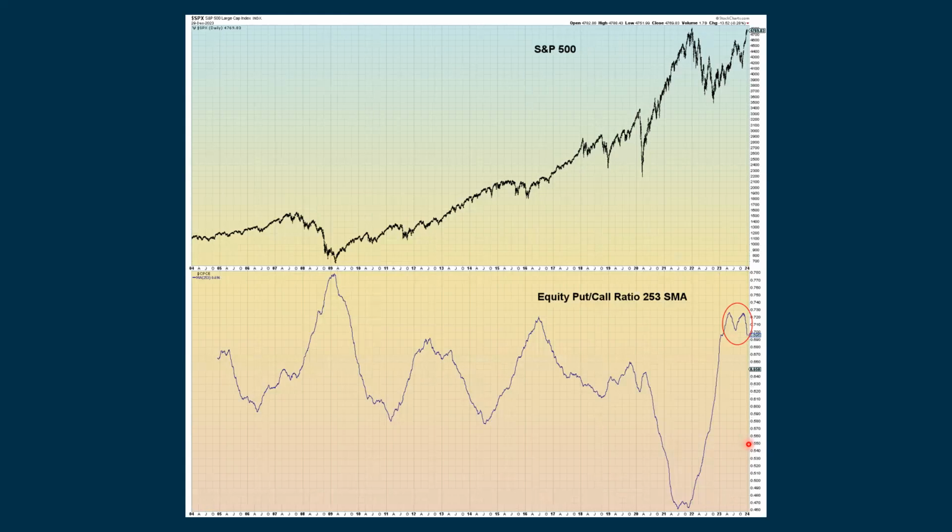Then here's the 253 period equity put call ratio. This is very long term, and when this is going down, that tends to be positive for the stock market. I was showing this for a while as we were bouncing around, but now we seem to be sustaining more of a downward move.